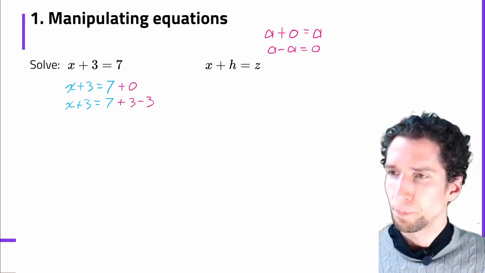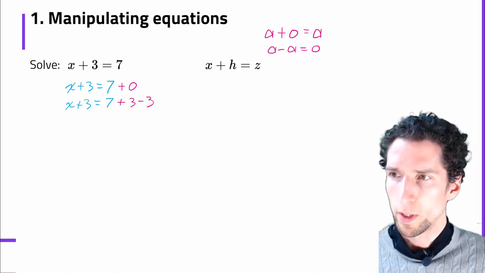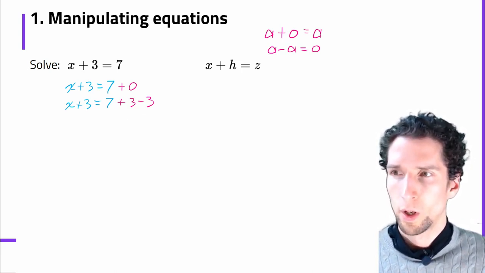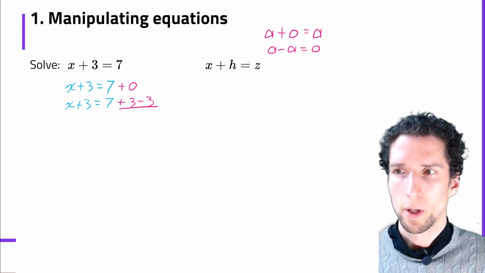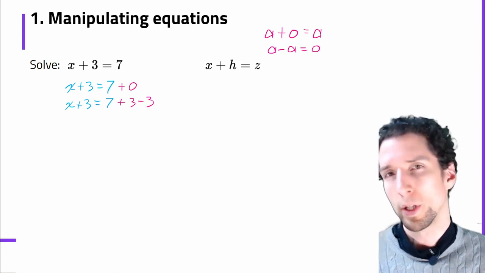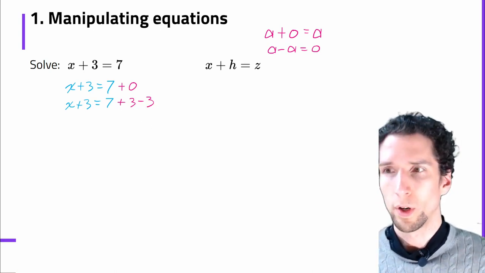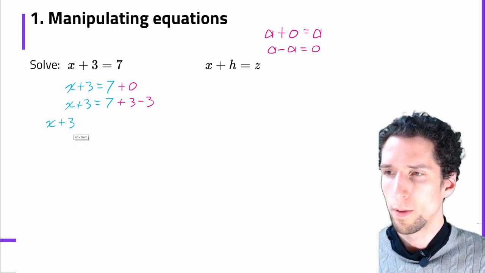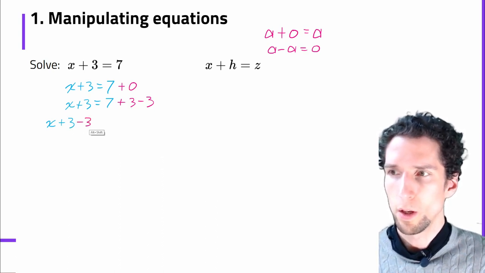So then let's say we want to look at this a slightly different way. How about instead of adding and subtracting the same thing from one side, why don't we just subtract the same thing from each side separately? So something like this, x plus 3 minus 3 equals 7 minus 3.